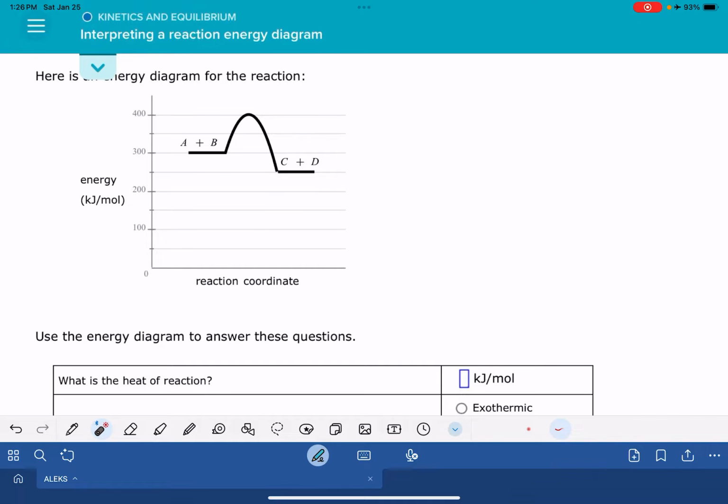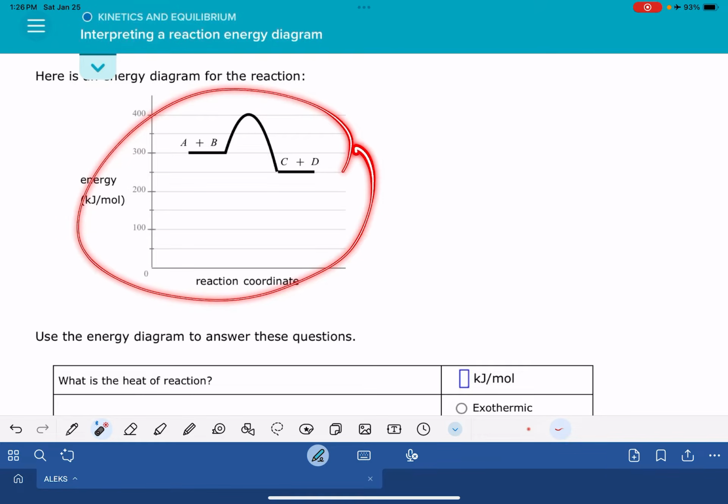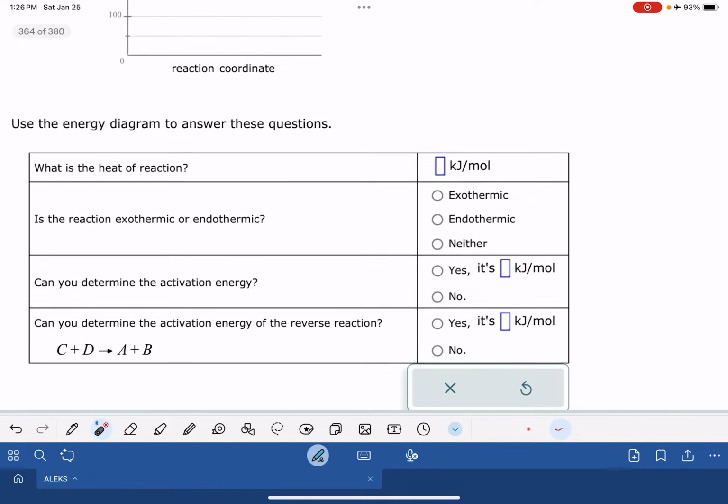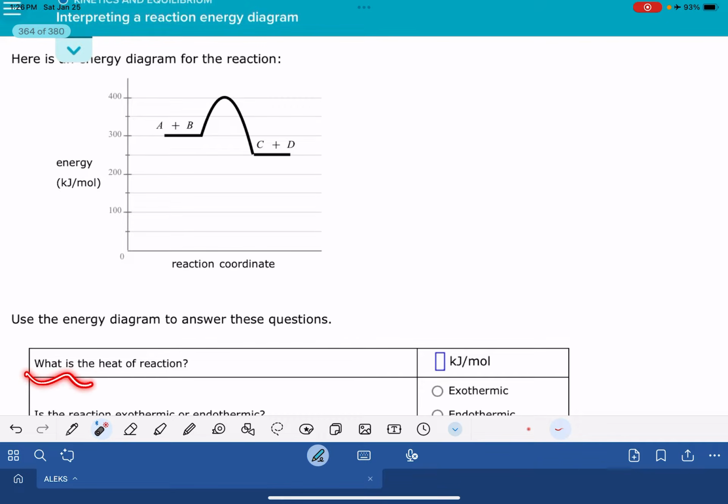In this video, I'll show you how to solve the ALEKS problem called interpreting a reaction energy diagram. This problem is going to give you an energy diagram, and then it's going to ask you 4 questions about that energy diagram. The first thing we're being asked is to calculate what the heat of the reaction is.